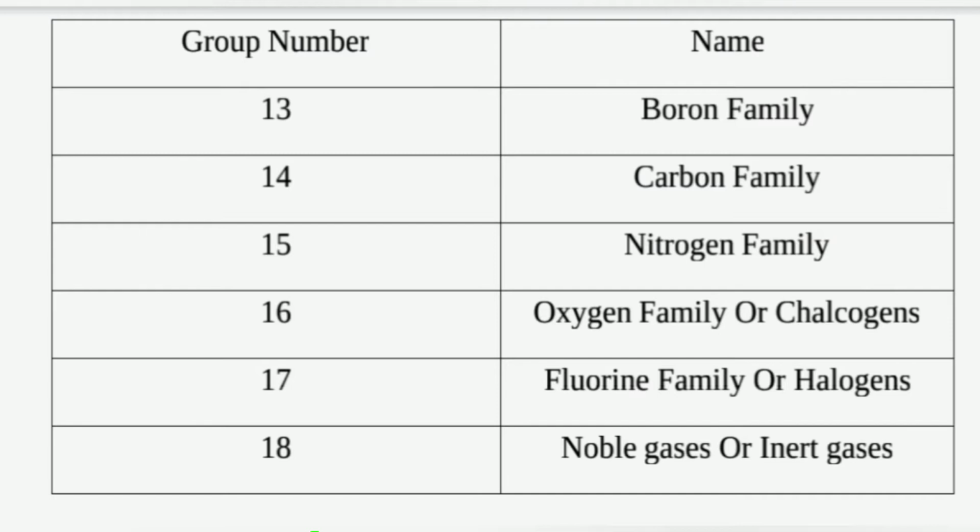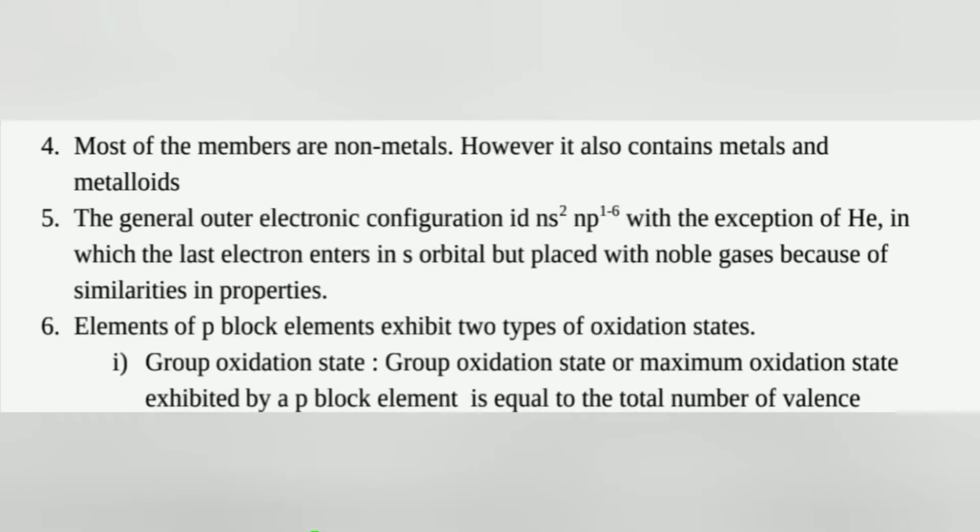Why are we calling group number 18 members noble gases or inert gases? What's the reason for that? Group number 18 members are generally non-reactive because they have completely filled orbitals. Since they do not take part in chemical reactions, they are said to be inert gases. The next point is that most of the members of the p block elements are non-metals. However, it also contains metals and metalloids. So the majority of members are non-metals.